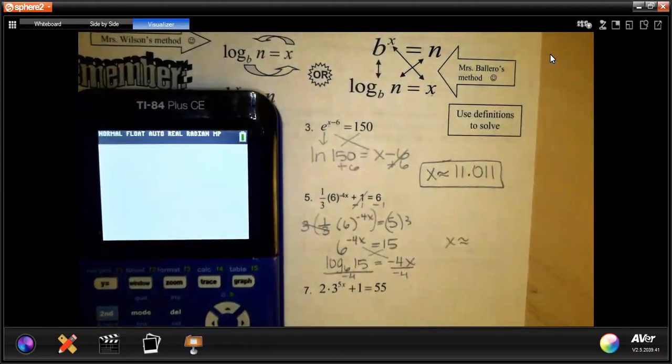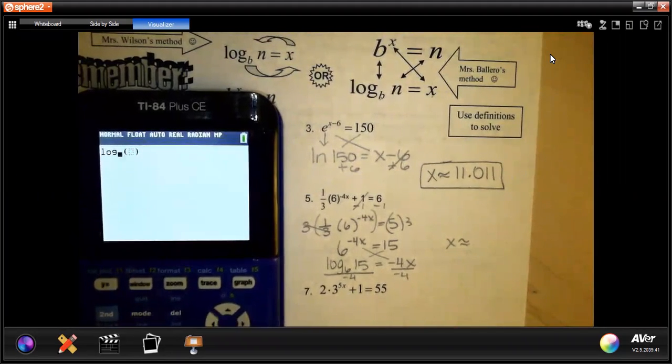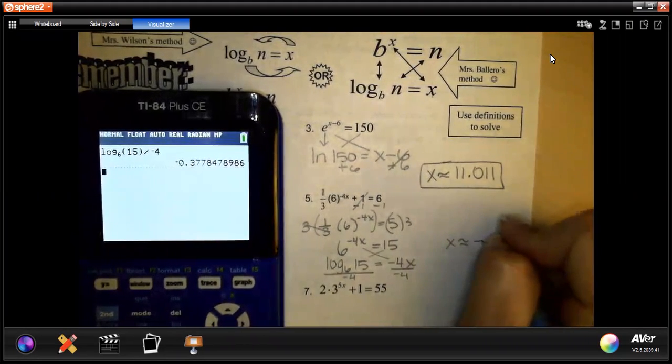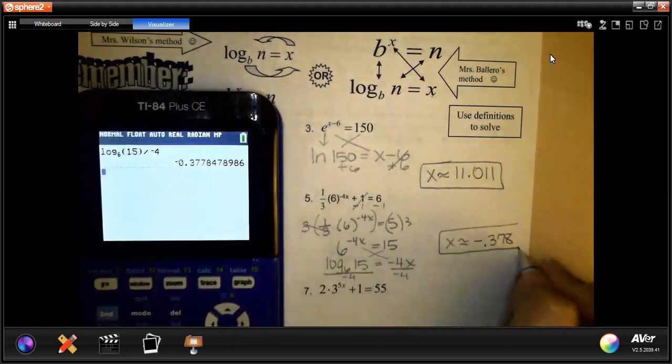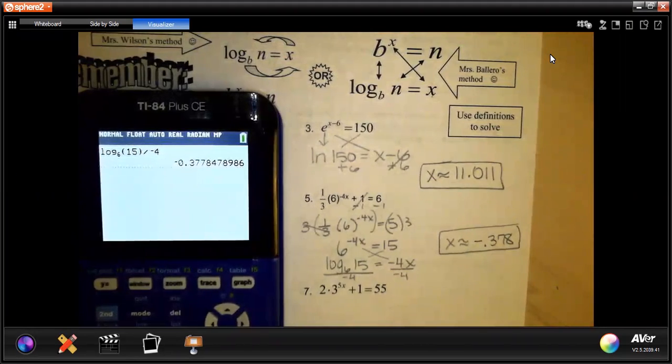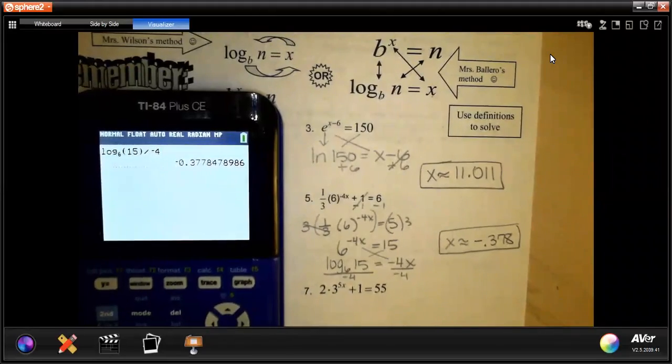Alpha window gets me that log base. 6 goes into the base. 15 is my argument, and then I make sure to get out of the argument. And then we're going to divide that by negative 4. And so we get negative 0.378. You can always check your work by plugging this part back in. You would want to use the entire thing in order to get the exact answer.